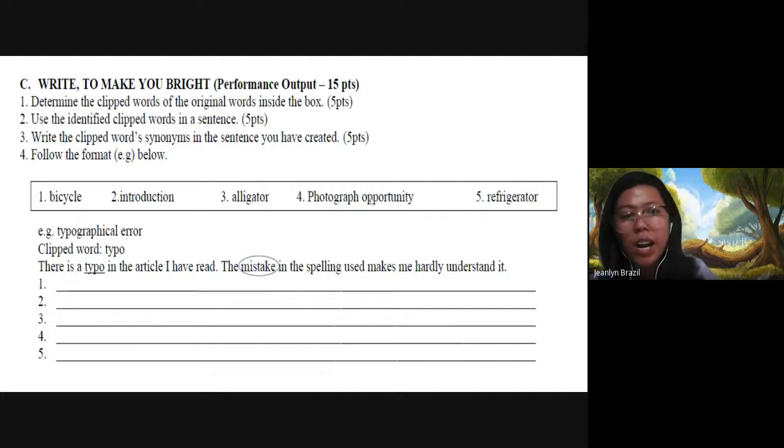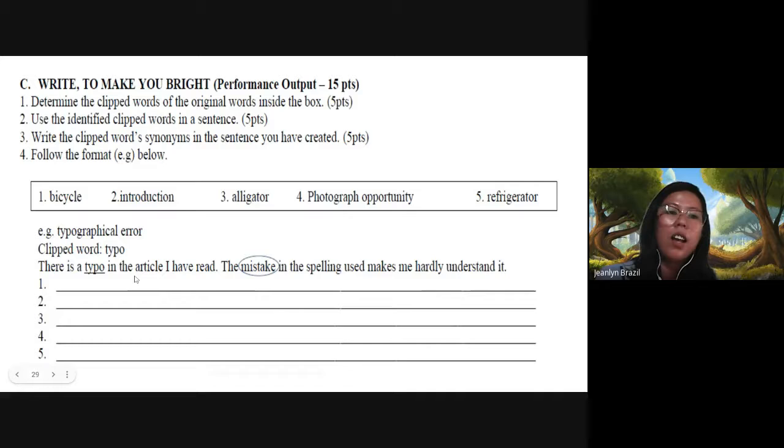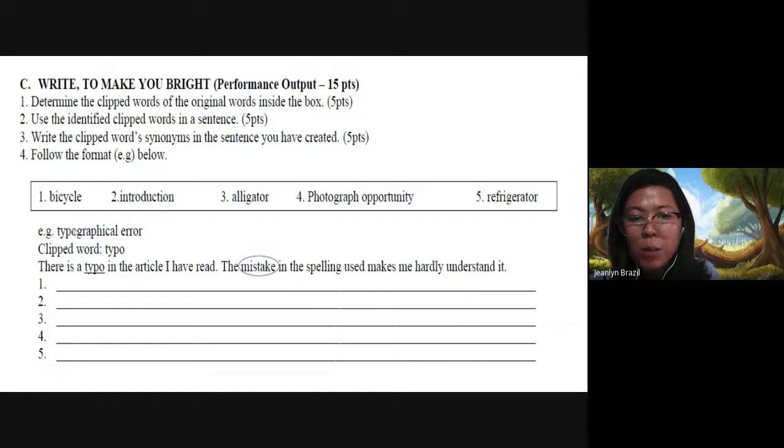So, you can write 2 sentences. The first one is you can tell us the clipped word, and the second one is the meaning of that clipped word or the synonyms of that clipped word. An example for this one. Example given. Nakikita niyo ba tong example given? Ano yung example given natin? Chandi, can you please read the example given?